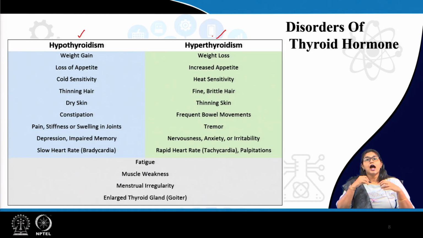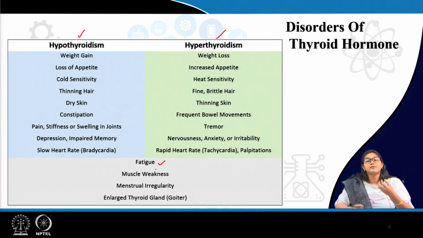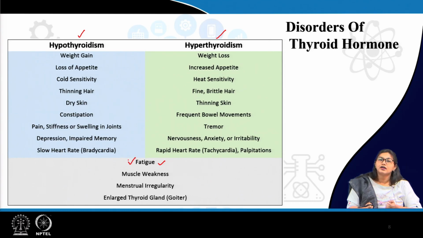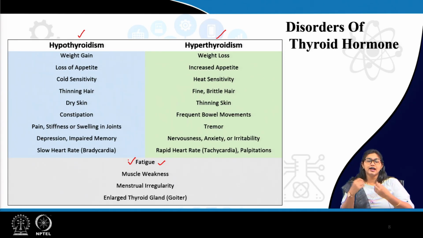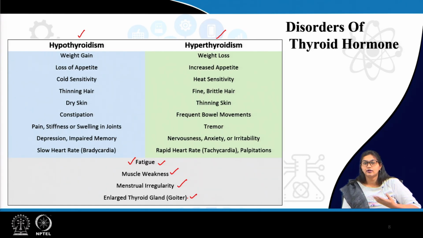Now, the manifestations of hypo and hyperthyroidism share a few features in common, like fatigue, either due to excess energy expenditure, which occurs in hyperthyroidism, or in hypothyroidism, where the energy expenditure is very low, available energy is low, and the person is fatigued. So, in hypothyroidism, the person is fatigued because the energy availability is low, whereas in hyperthyroidism, the energy expenditure is so high that after that expenditure there is fatigability. Similarly, there is muscle weakness, menstrual irregularity, as well as enlargement of the thyroid gland, which is known as goiter.